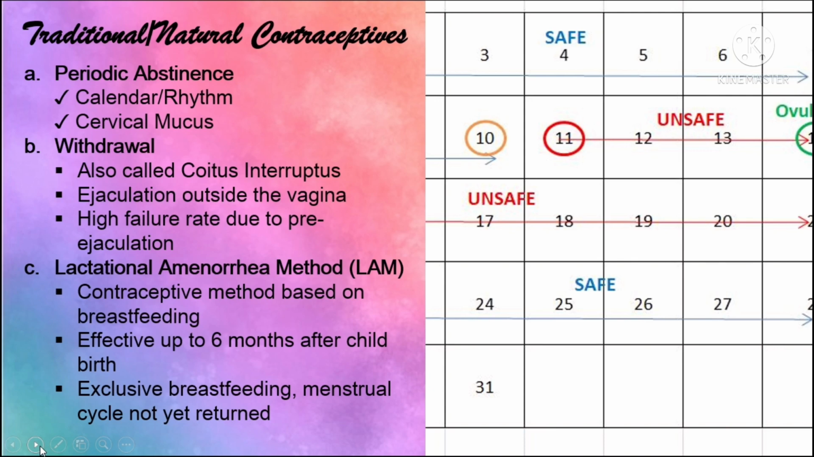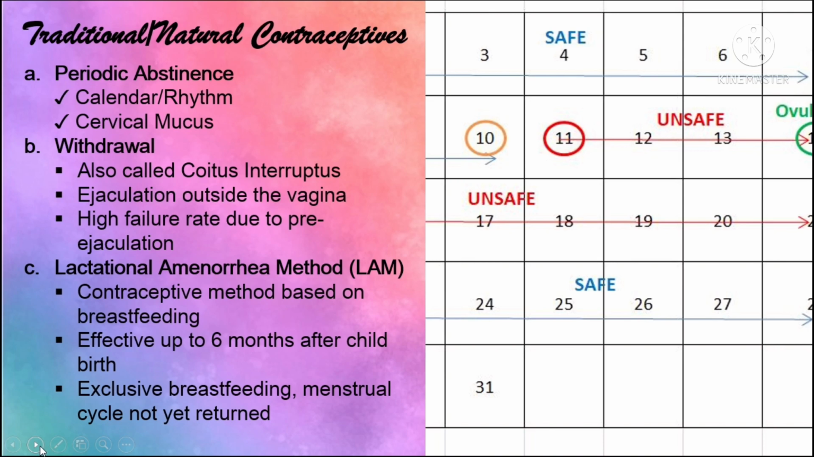Next is lactational amenorrhea method or LAM. Okay, so this is contraceptive method based on breastfeeding. Lactation amenorrhea method is a way for breastfeeding to temporarily help prevent pregnancy. It must be used correctly to work, and this is effective up to 6 months after childbirth. And last but not the least, this is exclusive breastfeeding and menstrual cycle not yet returned. Okay, so lactation means your body is making breast milk and amenorrhea means you are not having a monthly period.